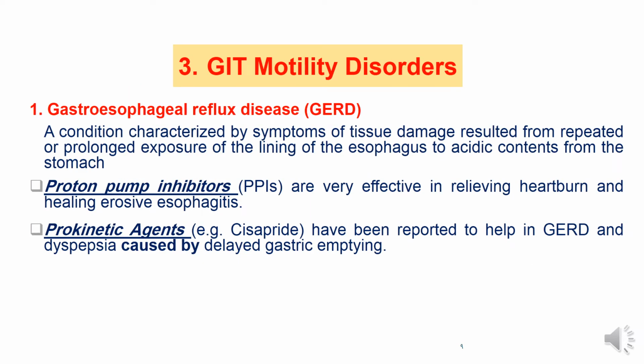The third disorder is the GIT motility disorders. Here, there is a disorder in the motility of the GIT, like gastroesophageal reflux disease, which is known as GERD. It is a condition characterized by symptoms of tissue damage resulting from repeated or prolonged exposure of the lining of the esophagus to acid contents from the stomach. Proton pump inhibitors are very effective in relieving heartburn and healing erosive esophagitis. Also, prokinetics could be used, like cisapride, which has been reported to help in GERD and dyspepsia caused by delayed gastric emptying.